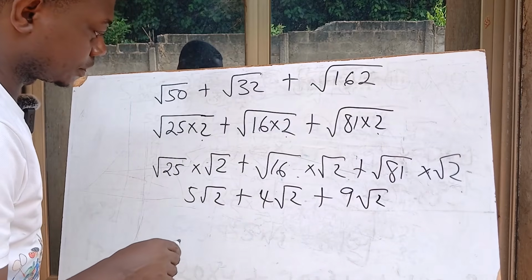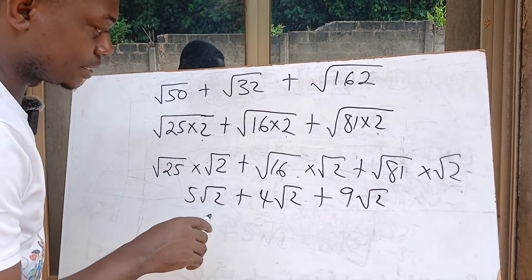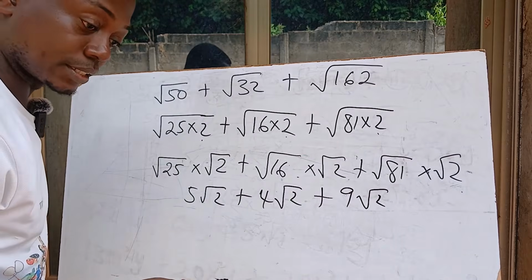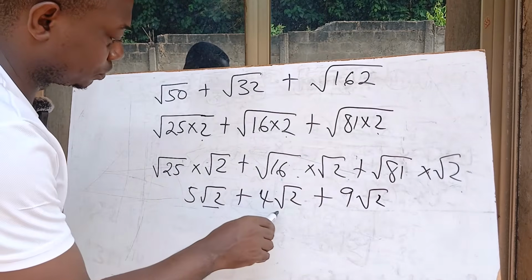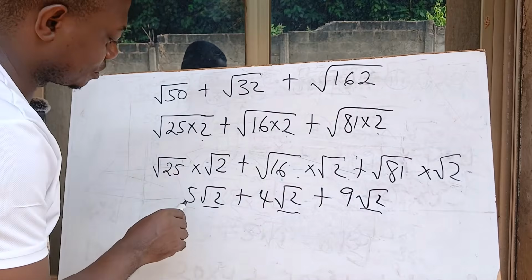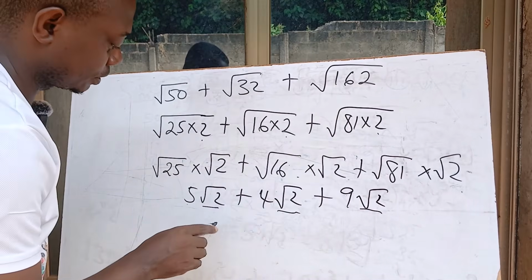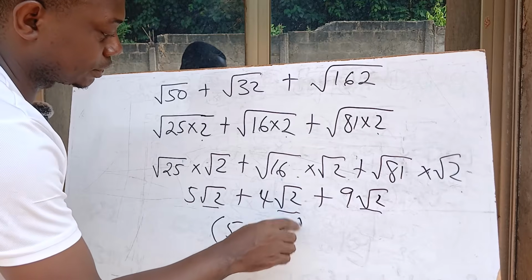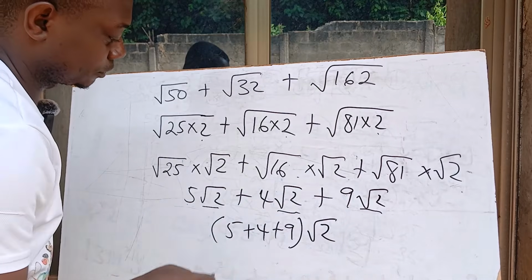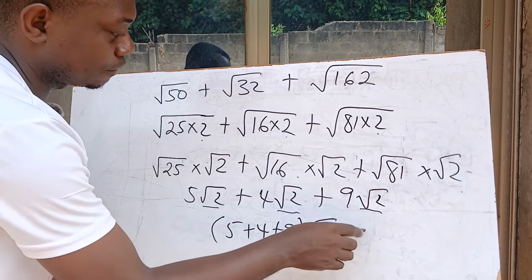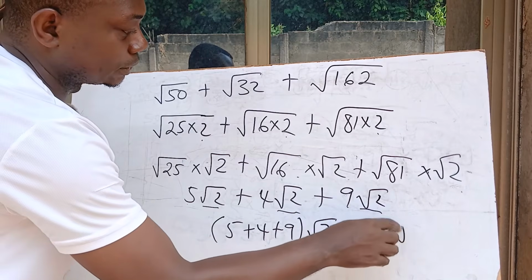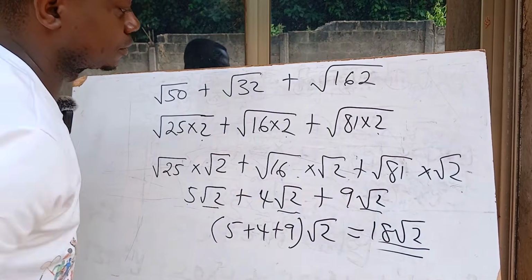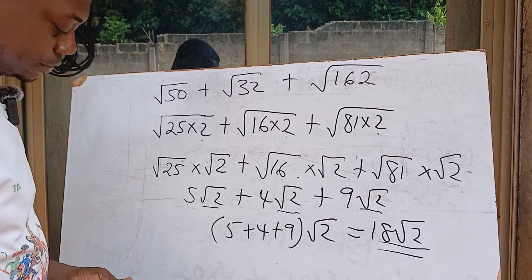So from here, since we have done addition of like radicals, we have square root of 2, square root of 2, square root of 2. I'll pick the coefficients: 5 plus 4 plus 9, with square root of 2. So 5 plus 4 is 9, and 9 plus 9 is 18. So we have 18 square root of 2 as the answer.